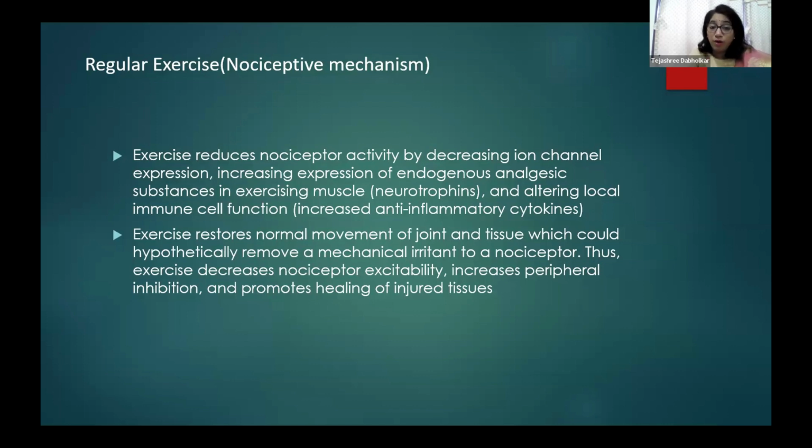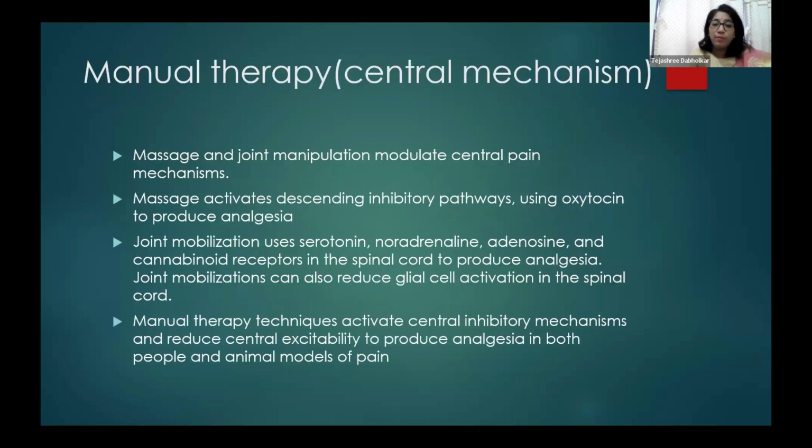They restore normal movement of the joint and tissue, which could hypothetically remove a mechanical irritant to the nociceptor. Thus, exercises decrease nociceptor excitability, increase peripheral inhibition, and promote healing of injured tissue. So whenever we give exercises to the peripheral structures, all these are going to help. Manual therapy works better whenever the central mechanism is there.